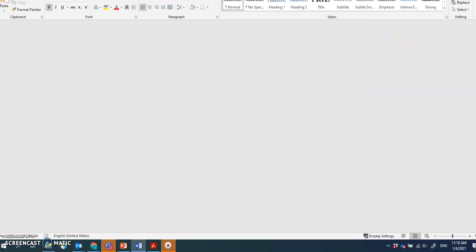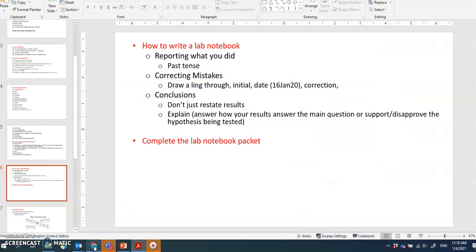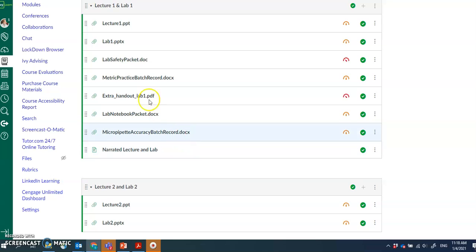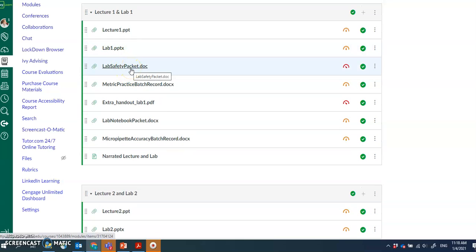And if you go back to your course shell, not only is there that lab notebook packet, there's another one, I guess. Let's take a look at it. So maybe there's a lab safety packet. Between the lab safety packet and the lab notebook packet, I want you to choose one of them and upload it as a lab 1 packet exercise, and whichever you upload with your answers, I will give you 5 points for that. Okay, that's one of the lab assignments.